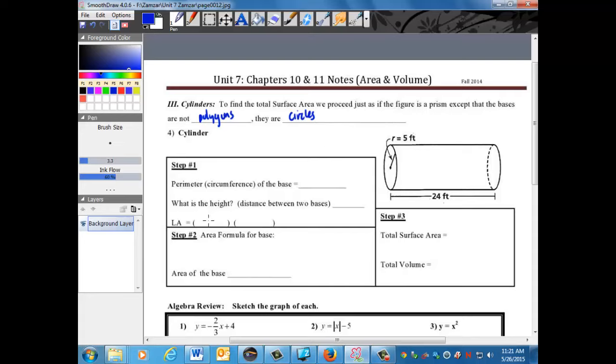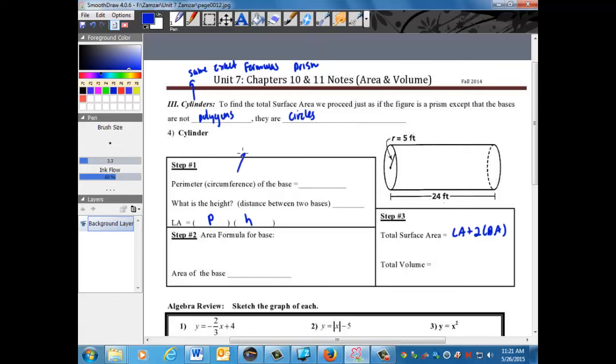So for lateral area, we're still going to use the perimeter times height. For surface area, it's still going to be lateral area plus 2 times the area of the base. So what's nice about cylinders is same exact formulas as prisms. So that makes it easier on us to remember, hey, we just use the same formulas that we use on a prism, we use on a cylinder.